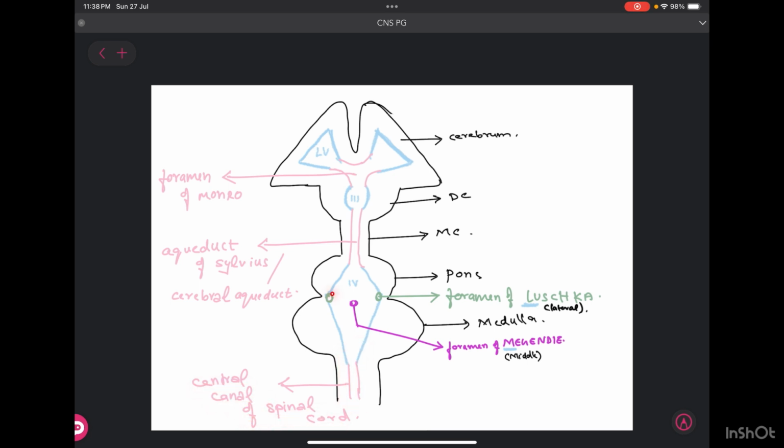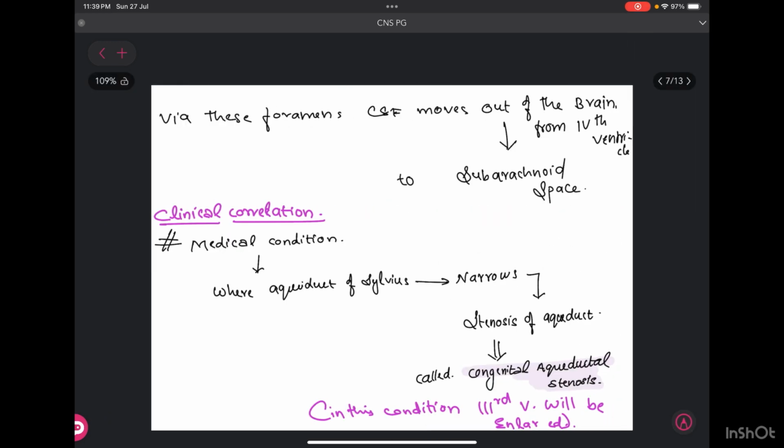So guys, there are three foramina. These two lateral green color foramina are called the foramina of Luschka. L for lateral, L for Luschka. Is that clear? Yes. And this middle one is called the foramen of Magendie. M for middle. Is that clear? So through these foramina, the CSF moves out of the brain from the fourth ventricle. It enters into the subarachnoid space.